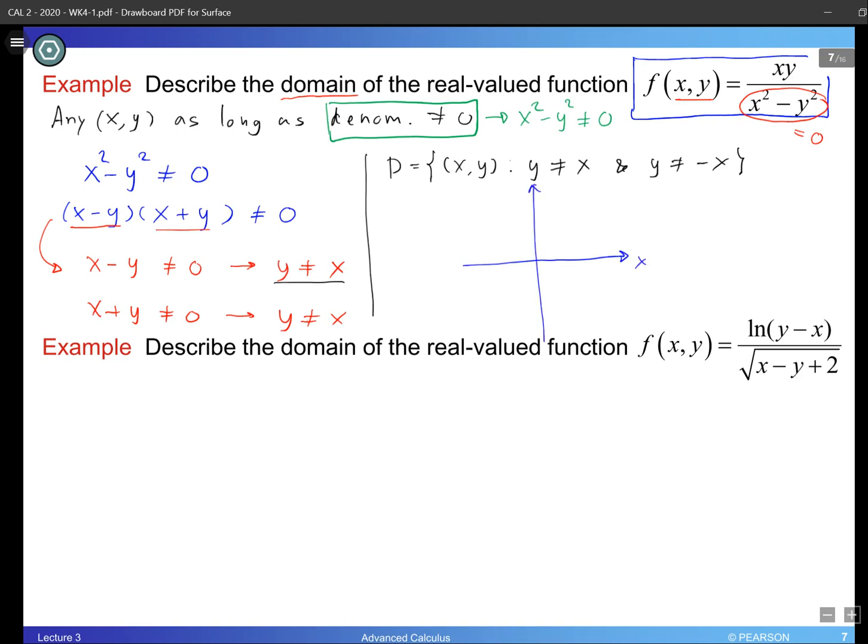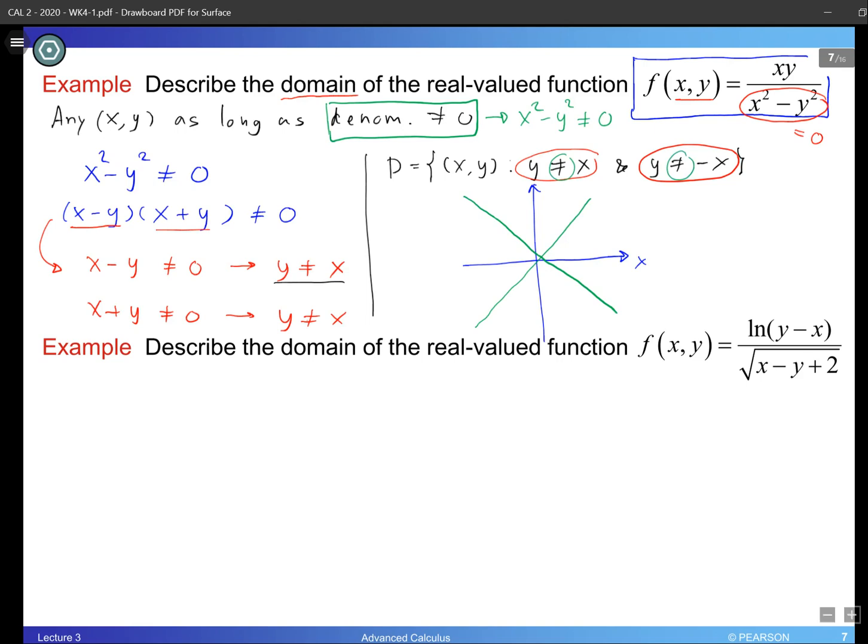Why don't we start with the first condition, y not equal to x. I'm going to start with y equal to x. If I plot y equal to x, it becomes this line. And if I plot y equal to minus x, it's going to be this line. But here we want the not equal to, so we focus on that. In the end, it's going to be anything as long as it's not on these two lines.